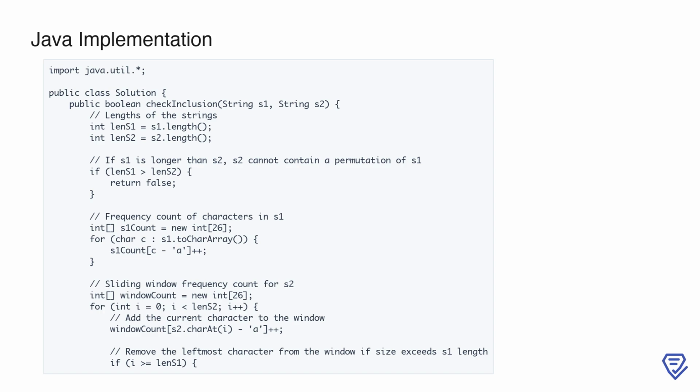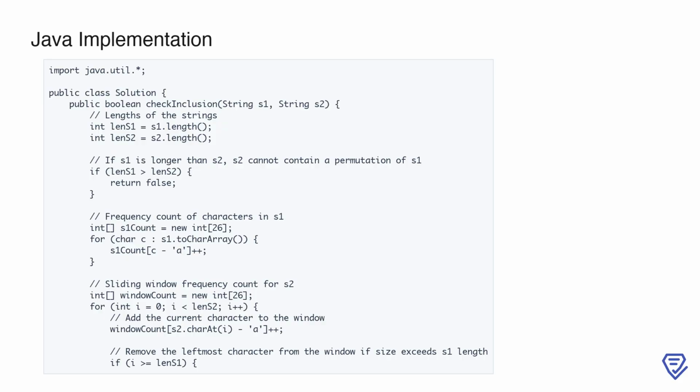If S1 is longer than S2, it's impossible for S2 to contain any permutation of S1, so we return false immediately. Next, we create an array, S1 count, to store the frequency of each character in S1. By iterating through S1 and updating the frequency based on its characters, we essentially create a fingerprint of S1 in terms of its character composition.